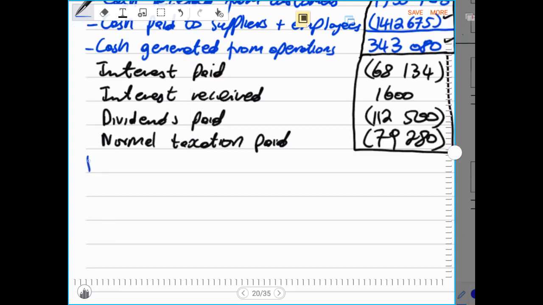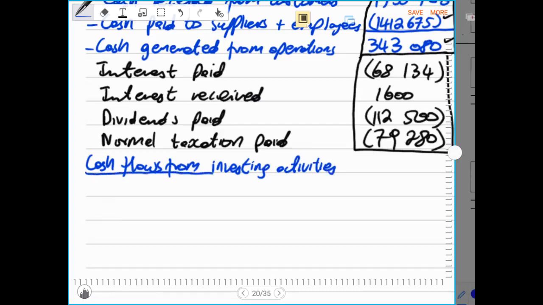Another very tricky part of cash flow, and it's very exciting. Cash flows from investing activities. This part of cash flow is focusing under the non-current assets and sometimes current assets. But most of the times this is focusing under non-current assets.